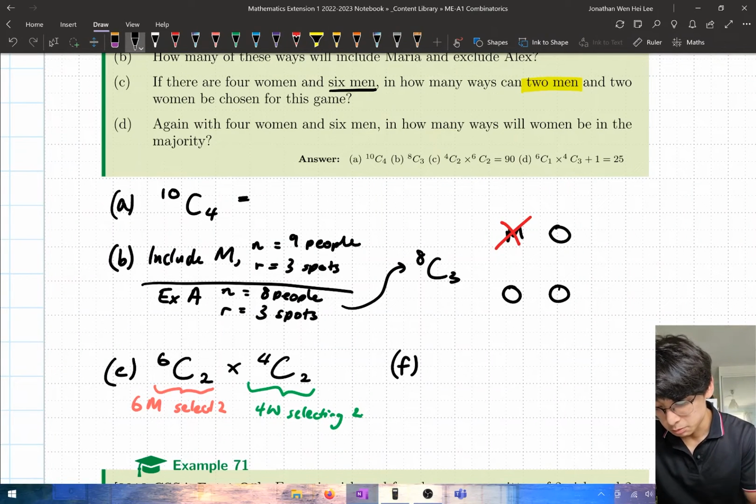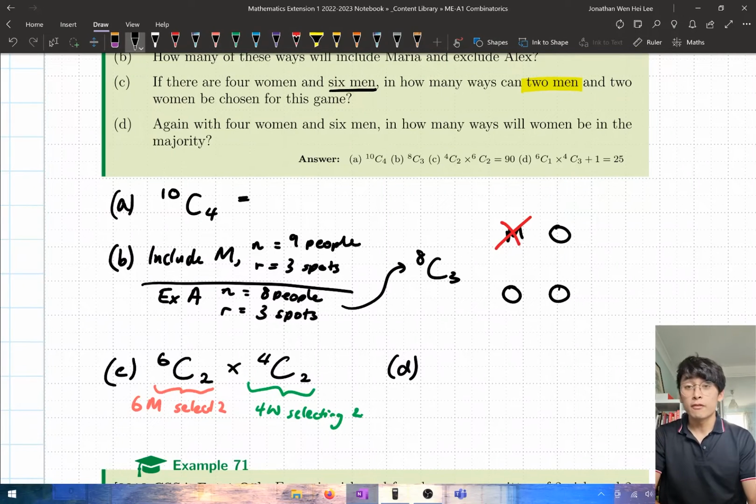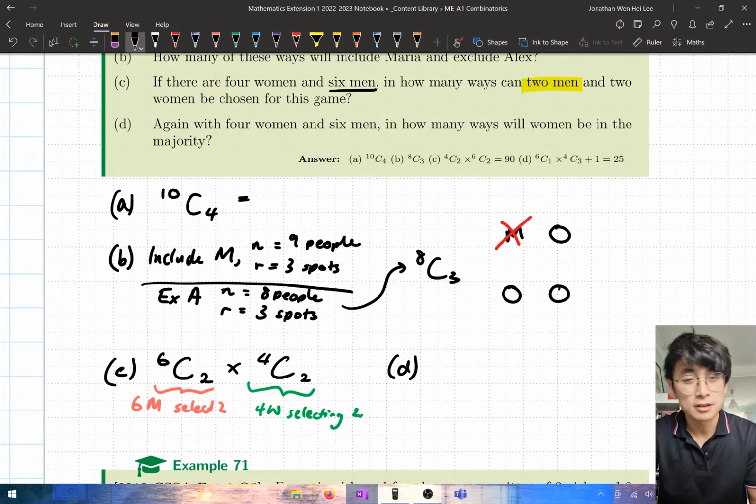Oh, D. Why did I think that was an E? D. Okay, the last one. Again with the 4 women and 6 men. How many ways will women be in the majority? Well, let's think about it. What ways can we get women in the majority?